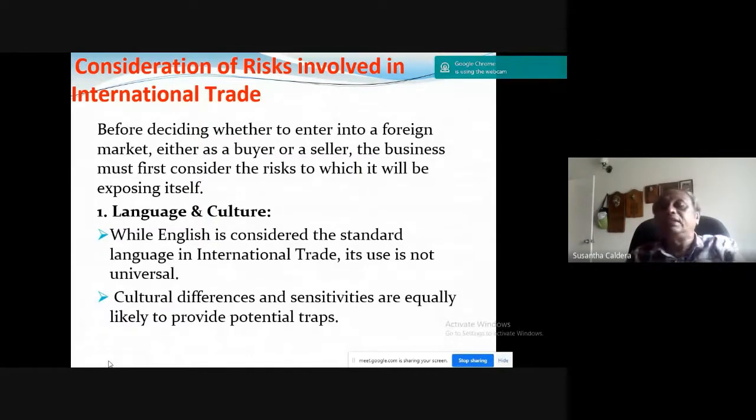The other one is culture. The cultural differences and sensitivities are equally likely to provide potential traps. Right? Cultural differences. Can you give me some example?